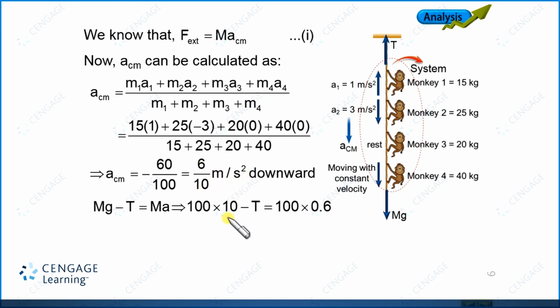So let us calculate the value of T. T is equal to 1000 minus this is 60. So it is 940 Newton. This is the tension force, and this tension force is also the force applied by the support on the rope, okay.